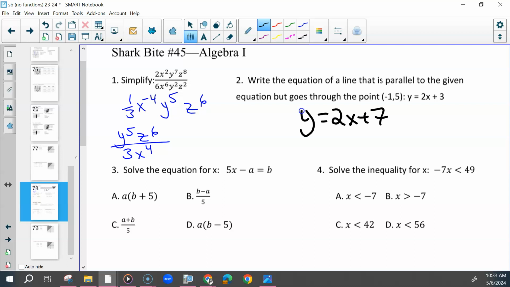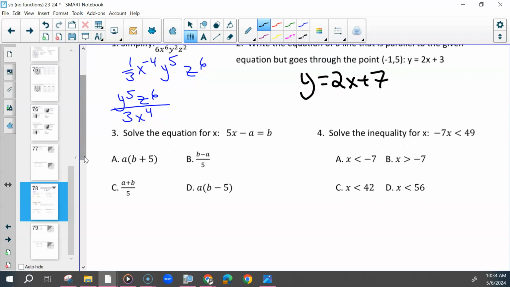So parallel, perpendicular, opposite reciprocal. Yes. Get it.